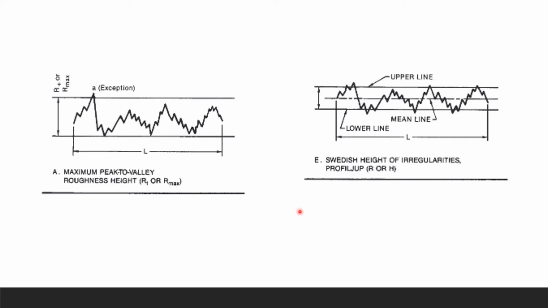Okay, so these are just graphs for the methods that we just studied, and they produce particular graphs. Here this one is from the maximum peak to valley roughness height, and this graph is from your Swedish height of irregularities, which we call R or H, and they're a little bit different. Even if you study the same surface, sometimes you're going to get a slightly different graph, because the method is different.